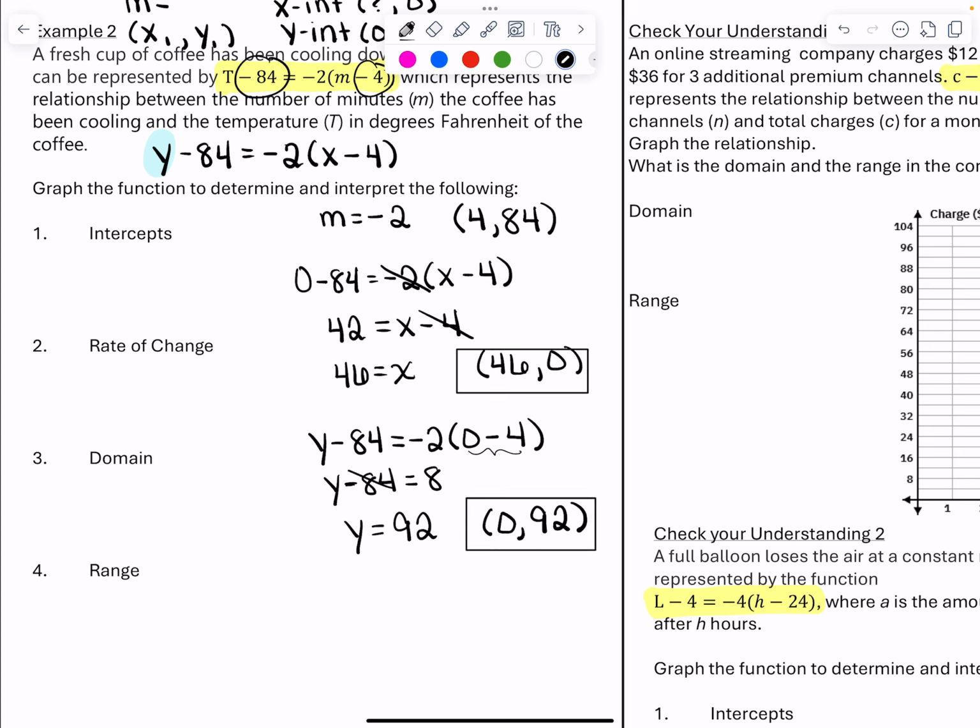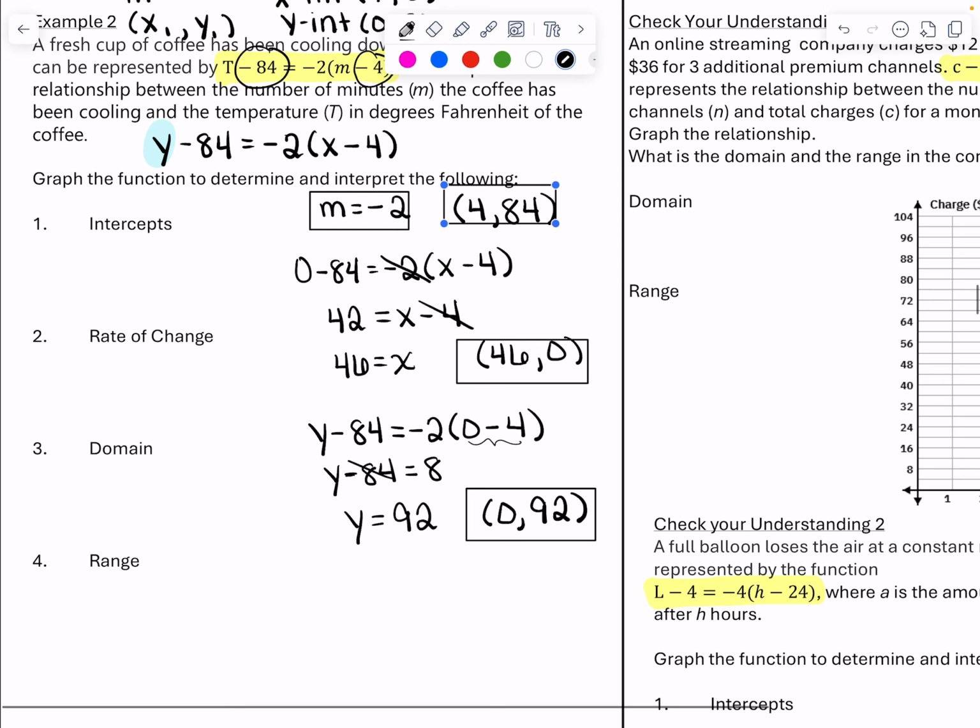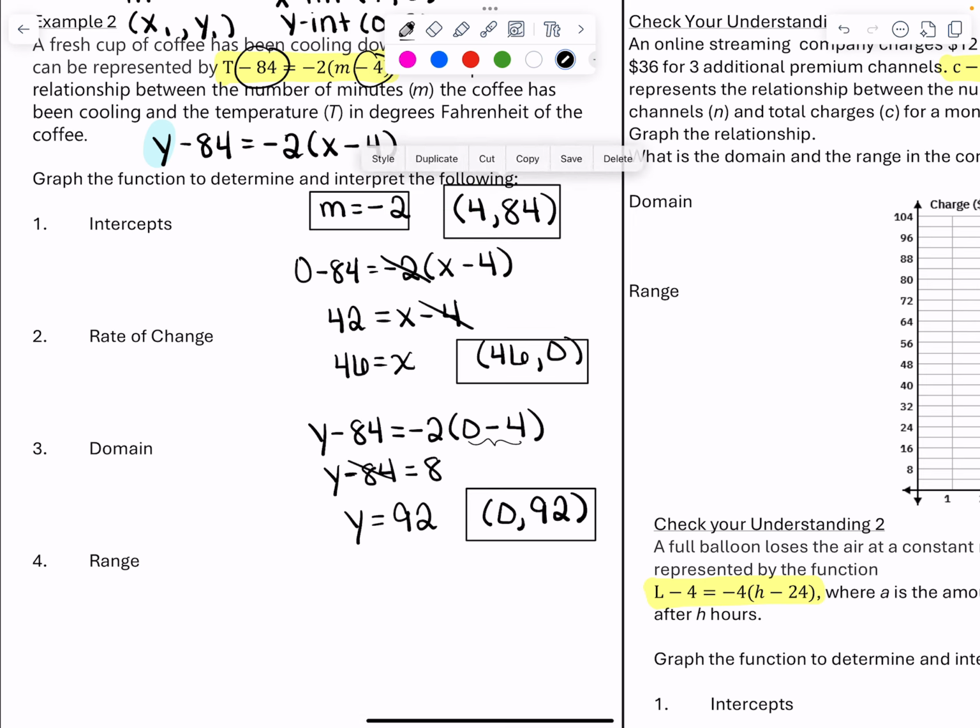All right, so now we have our four pieces. We have the rate of change. We have x sub 1, y sub 1 point. And then we have our x-intercept and our y-intercept. So now let's go answer all these questions. So what is the x-intercept? The x-intercept is 46, 0. What is our y-intercept? Well, that's 0, 92.